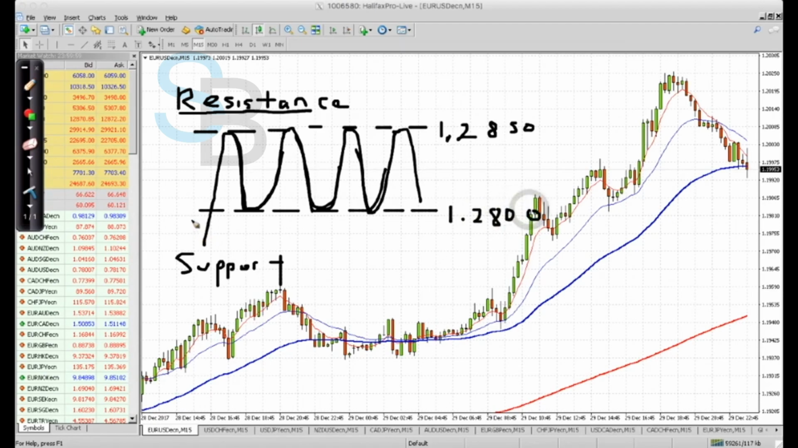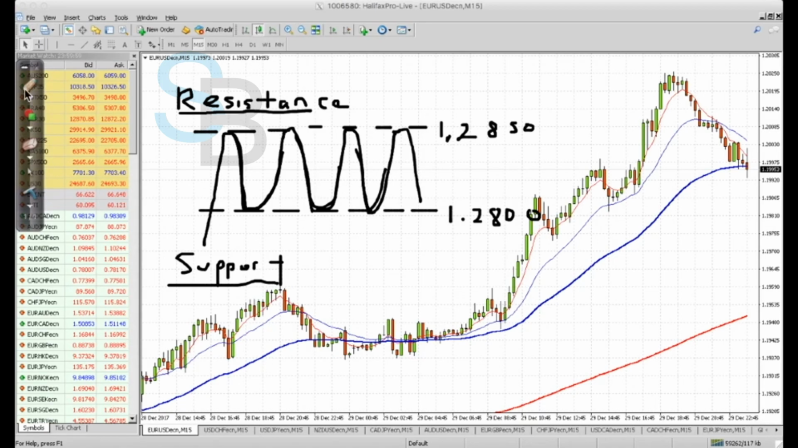So again, why does this support happen? Psychologically, it's because there are many buyers queuing at 2800. Demand exceeds supply at that level. So the moment the price goes to that level, there's a probability it will stop and reverse back up again. So that's the psychology of support and resistance levels. So the first question would be, how do you know when a resistance and support level is reliable?